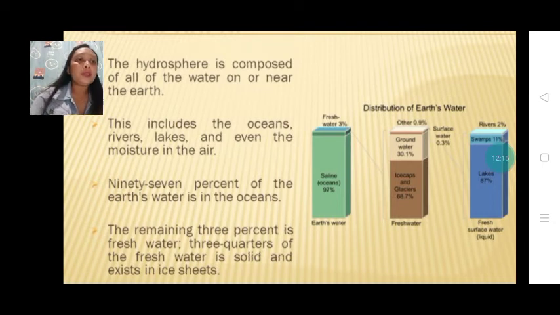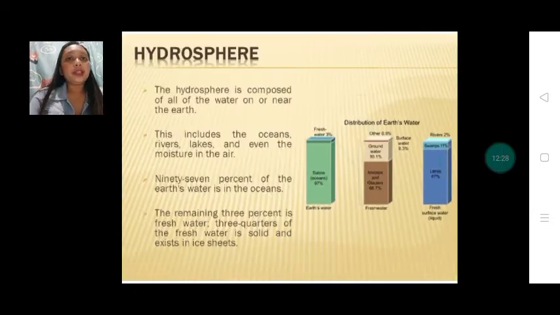And then for the swamp is 11%, the lakes is 87%, which is the fresh surface water liquid. And then the rivers is only 2%. And now let's go to the next slide.